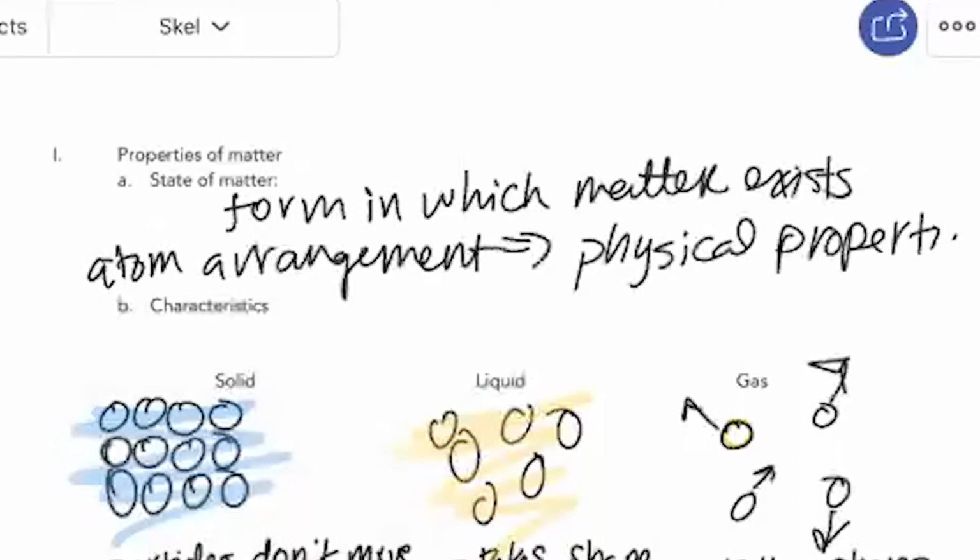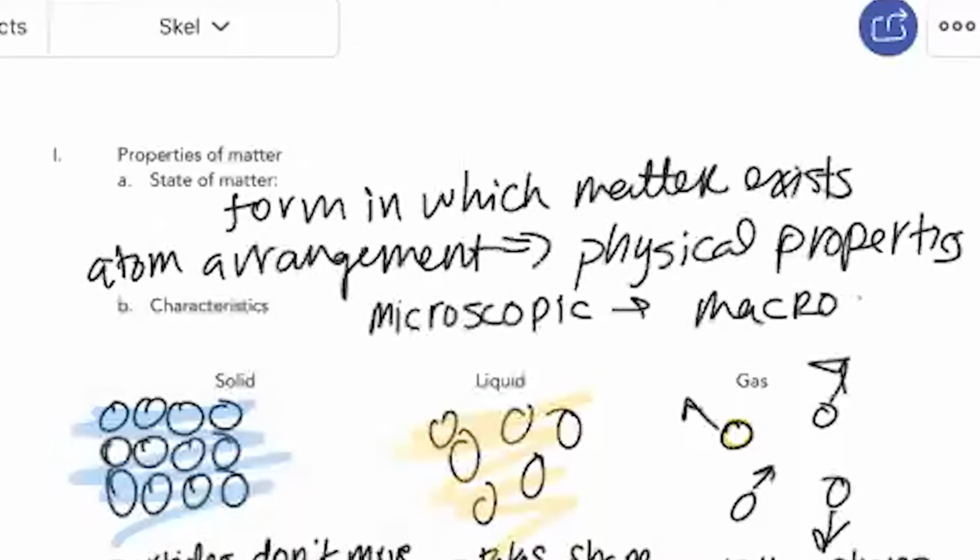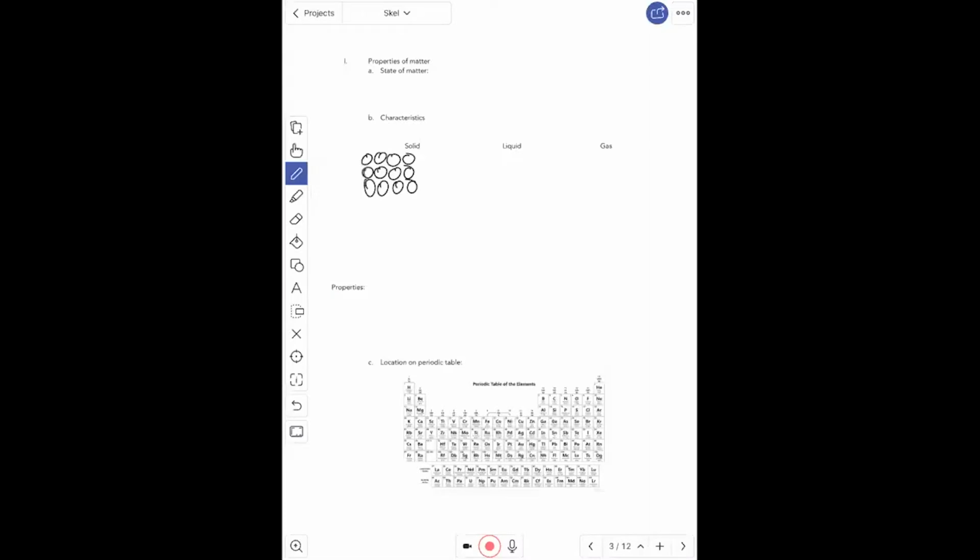It turns out that for each state, the arrangement of atoms within the matter determines its physical properties. Let's take a look at these arrangements and properties and start with solids. In solids, we have individual particles packed up against each other like this. The particles look like a lattice and are as well packed together as oranges in a crate.